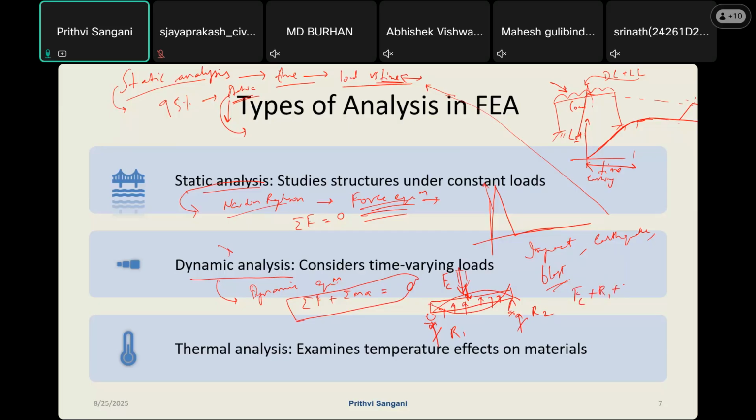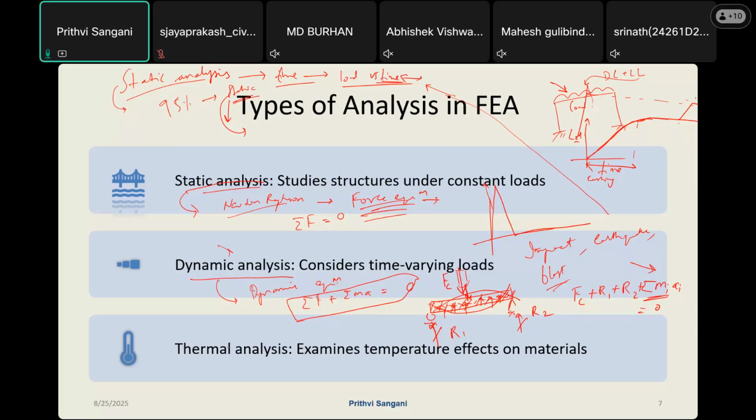F contact plus R1 plus R2 plus the mass of my entire beam plus acceleration of each point on this. So each point will actually vibrate with different accelerations. That should be equal to zero. So in this we consider dynamic equilibrium coming into the picture. In this, mass plays an important role when you are considering a dynamic analysis.